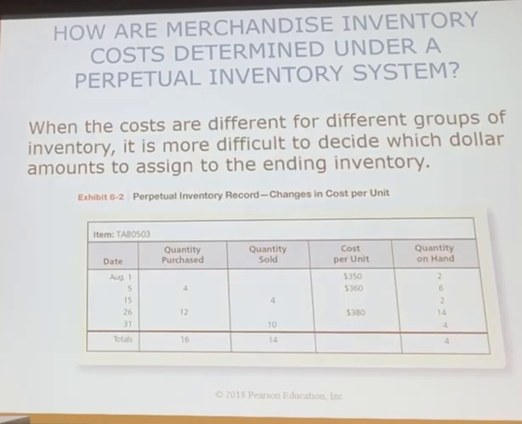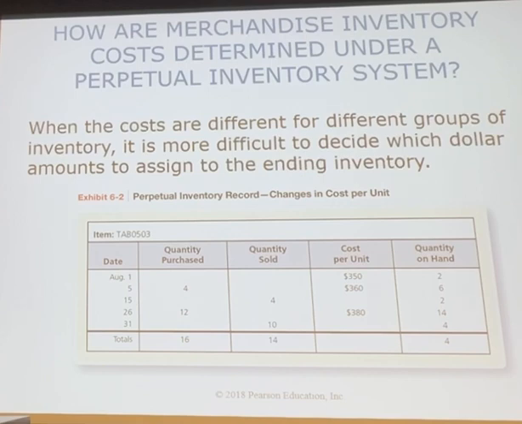Now here's a different perpetual inventory record. Notice that in this case, for the beginning inventory we paid $350 each for each unit. Then when we purchased more inventory on August 5th, we paid $360 each for those units. And then on August 26th, when we purchased more units, we paid $380 each for those.